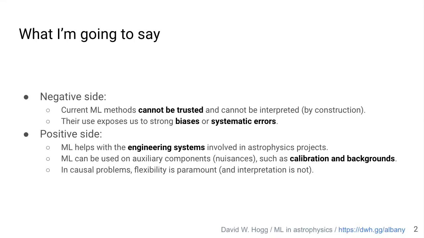I'm going to talk a lot about engineering because machine learning is a good idea in engineering contexts. And by engineering, I mean all of the stuff that makes physics experiments work. So we're going to talk about that. I'm going to talk about calibration and things. And I'm going to talk a lot about causality or causal models at the end. So we will get there.